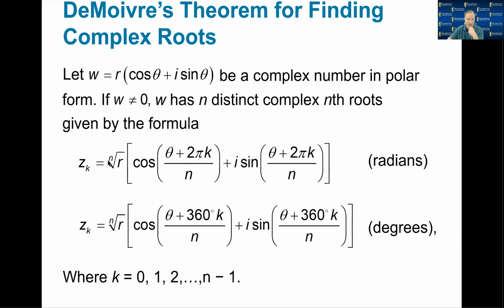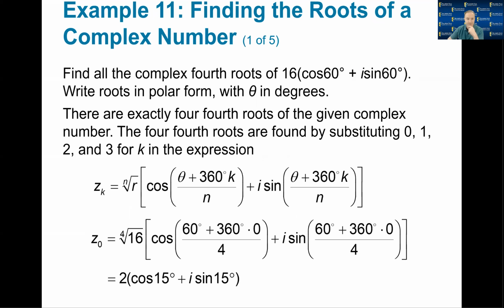Now, if I have z sub k, it is equal to the nth root of your r value, your modulus, the distance from the origin to your point, times the cosine of theta plus 2 pi k over n. And again, remember, k is going to go from 0 up to n minus 1, whatever your nth root is, and then plus i sine of theta plus 2 pi k over n. Now, let's look at an example of this, because otherwise this looks pretty confusing.